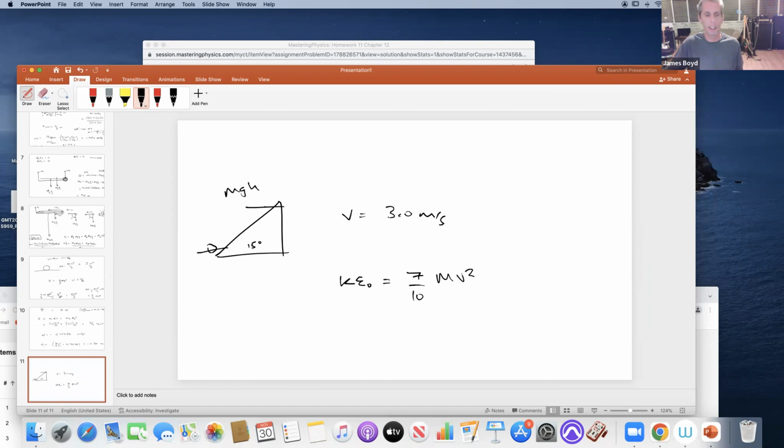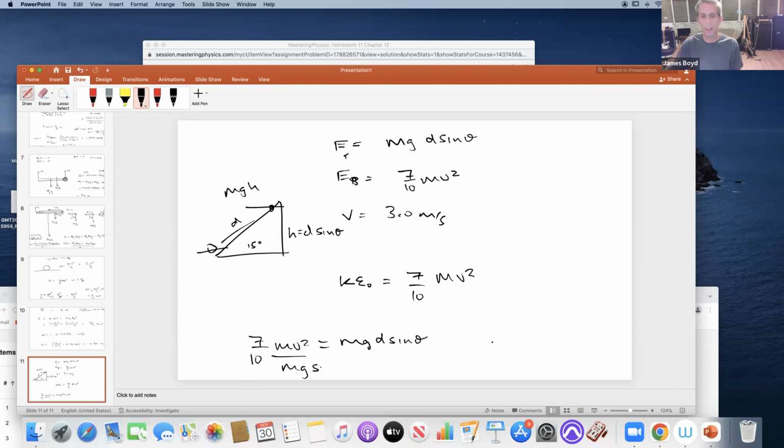Somewhere up here, we're going to reach mgh. At that point, it's not going to have any rotation, any velocity at all. However, h here is d sine theta, and we want d. So what we get from energy is the energy at the top will be mg d sine theta, and the energy at the bottom will be 7/10 mv squared, setting those things equal to each other. 7/10 mv squared equals mg d sine theta, divide through by mg sine theta. And the m's cancel, I get d is equal to 7/10 v squared over g sine theta.